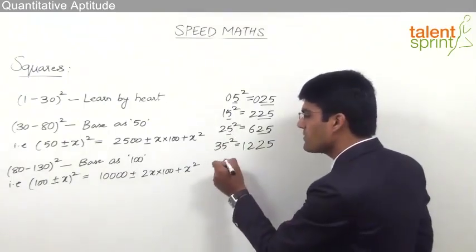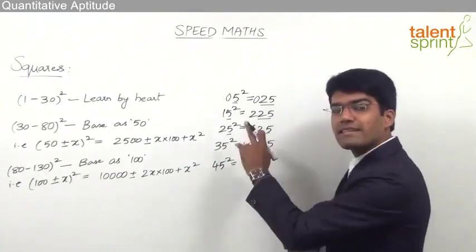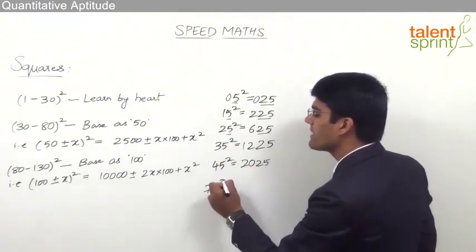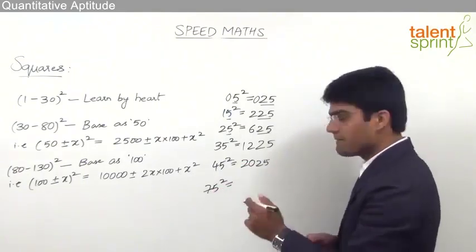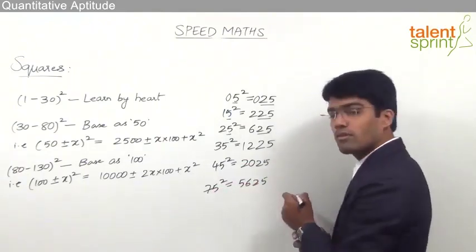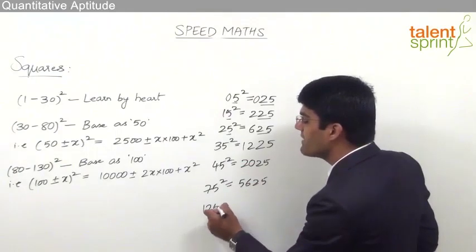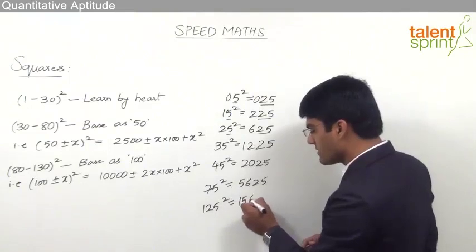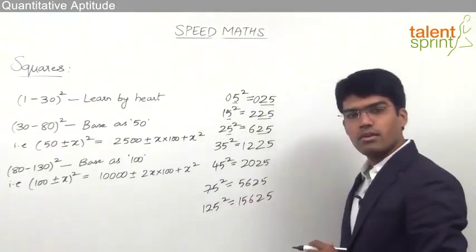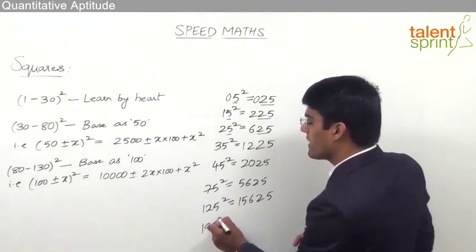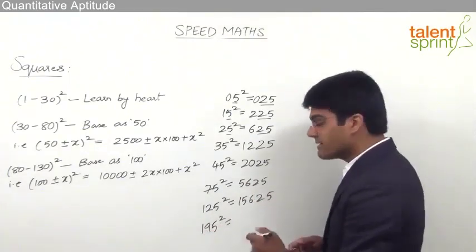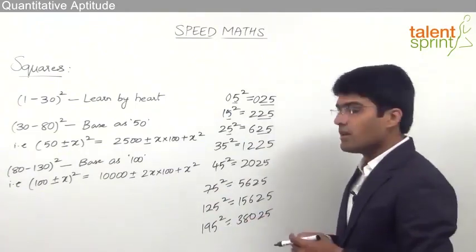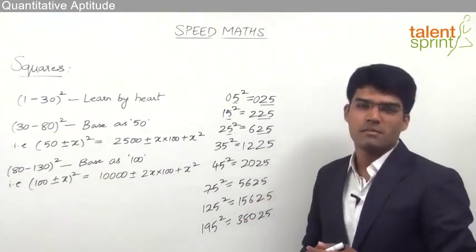Likewise, if I want 45 square, 45 square is what? 4 into the next integer, 4 into 5, 20, 25. Or let's say we want 75 square. 75 square is 7 into 8, 56. So 5625. Or for that matter, we have to find out 125 square. 12 into 13 is 156. So this becomes 15625. Or let's say 195 square. 19 into 20 is 380. So 380, and because the number is ending in 5, the square ends with 25. So this is how we can find out squares of numbers ending with 5.